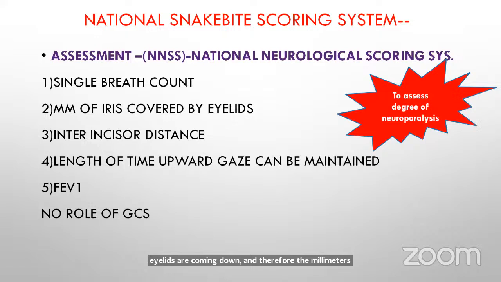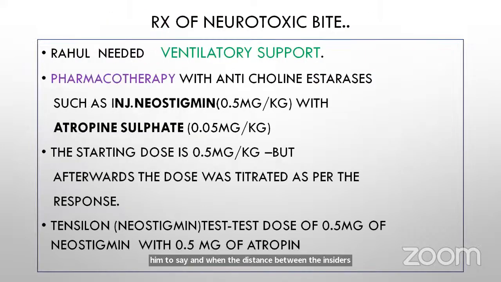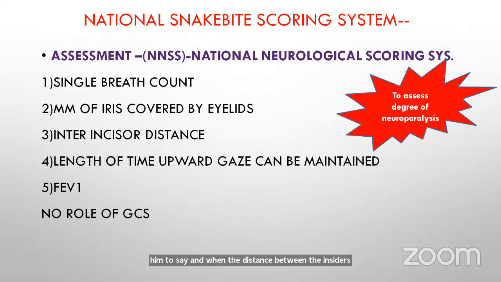Then inter-incisor distance. Ask the patient to say ah, and gradually, every 10 minutes, when you ask him to say ah and the distance between the incisors goes on reducing, that means the child is going into neuroparalytic shock, neuroparalytic symptoms.